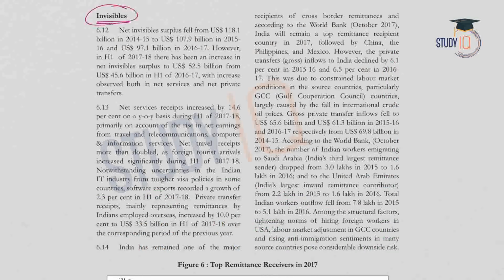Now coming to the invisible items. The net travel receipts have doubled because of the increase in the number of foreign tourist arrivals. So it has added to the balance of payment situation. It has helped India. And also the remittances. The remittances are also on the rise, and according to World Bank estimates, India is one among the top remittance recipient in 2017, followed by China, Philippines and Mexico. And among these remittances, there are certain risks posed by our country that we will discuss now.